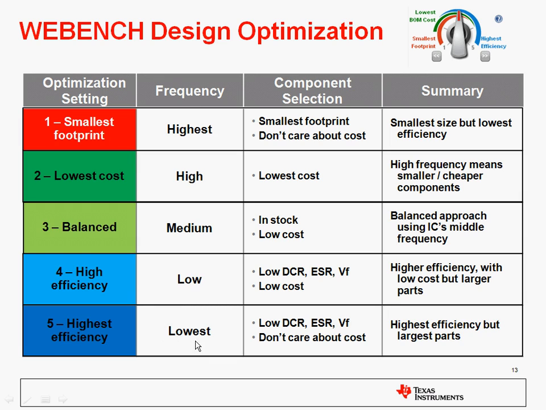If you set the knob setting to 5, we use the lowest possible switching frequency for the part. We also prioritize the parasitic resistances at their highest weighting, so looking for very low DCRs, ESRs, and forward voltage drops. And at this point, we don't care too much about the cost. This gives you the highest efficiency, but also the largest parts, and it can also tend to be a little more costly.